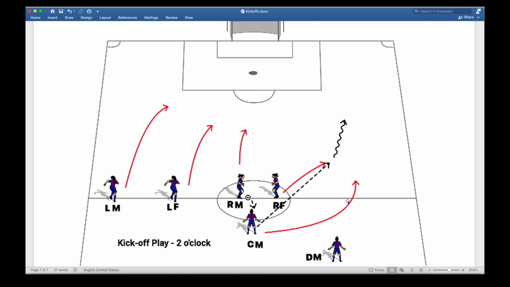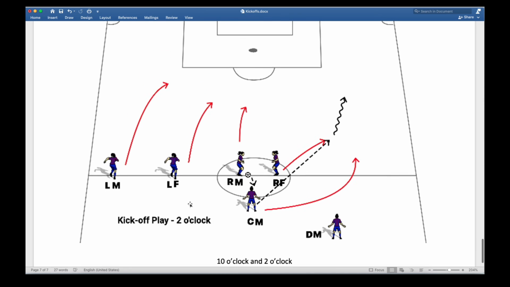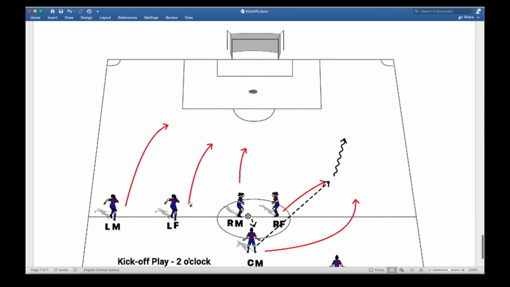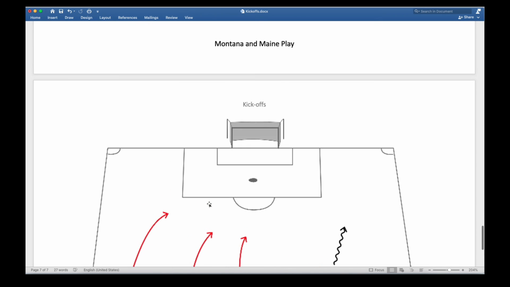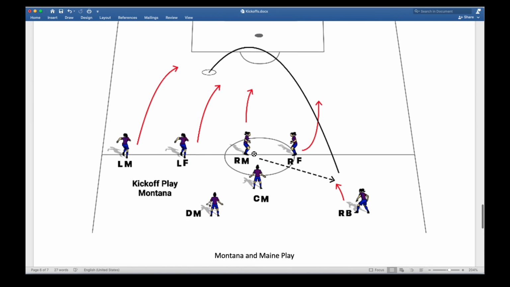The reverse would be, we set up like that, but do it on the reverse side. That would be the 10 o'clock play, right? So that's one option. And so we'll go over more of these. And again, if we play 8v8, we'll have to modify these positions. But I wanted to give you an idea of how we might set up for kickoff plays.